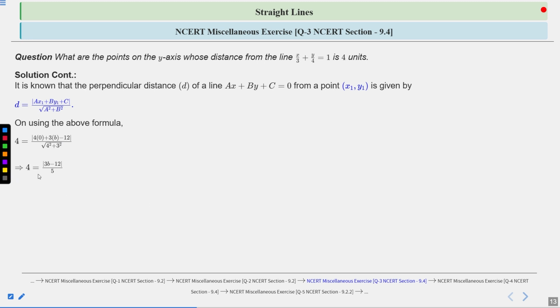It implies 4 equal to modulus of 3b minus 12 divided by 5, so 20 is equal to modulus of 3b minus 12. As you know, modulus of x equal to a implies x equal to plus minus a. So 20 is equal to plus minus (3b minus 12). From here we obtain two equations: first, 20 equal to 3b minus 12, and second, 20 equal to minus of (3b minus 12).